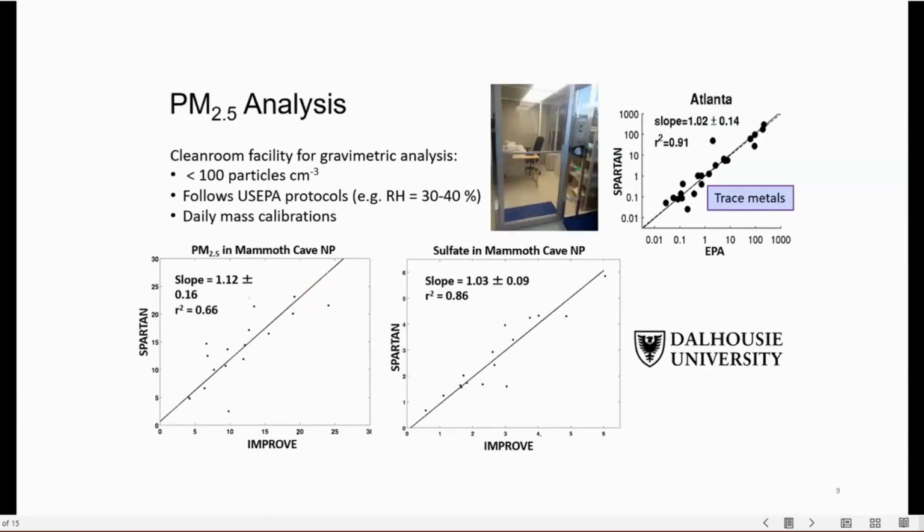SPARTAN has done a lot of work to ensure the accuracy of their filter-based measurements. A lot of that is done by comparing their results with the IMPROVE network in the US.